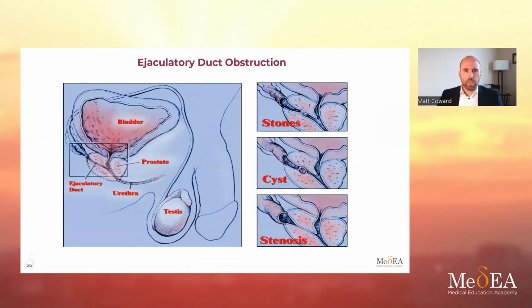Ejaculatory duct obstruction, again, can result from stones or cysts. These can be congenital or acquired. Acquired causes of ejaculatory duct stenosis might be a prior sexually transmitted infection, although the most common cause of ejaculatory duct obstruction is congenital.